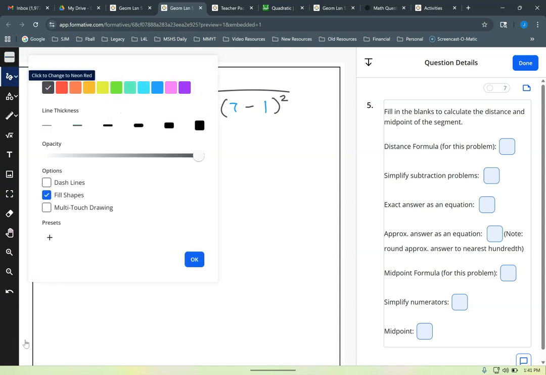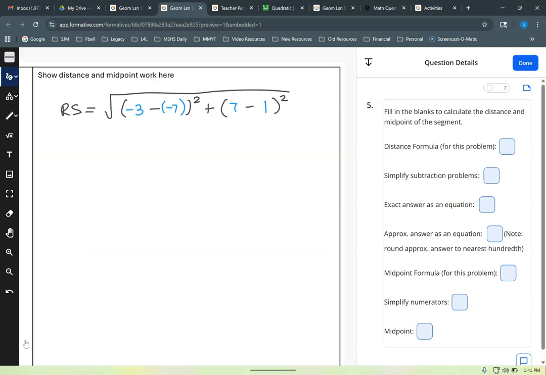Okay, now let's just move to the next level. We're not typing this in right now. Okay, so next level is we're going to say RS is equal to, again, I'm going to need a nice long square root sign, and I'm going to start simplifying my subtraction problem. So I'm going to need something squared plus something squared. All right, so -3 minus -7 is plus 4, right? Because minus -7 is plus 7. So -3 plus 7 is positive 4. Okay? 7 minus 1? 6. All right. Okay, let's keep going.